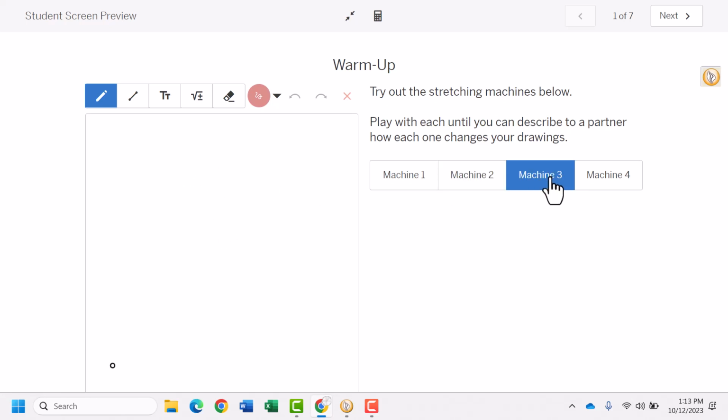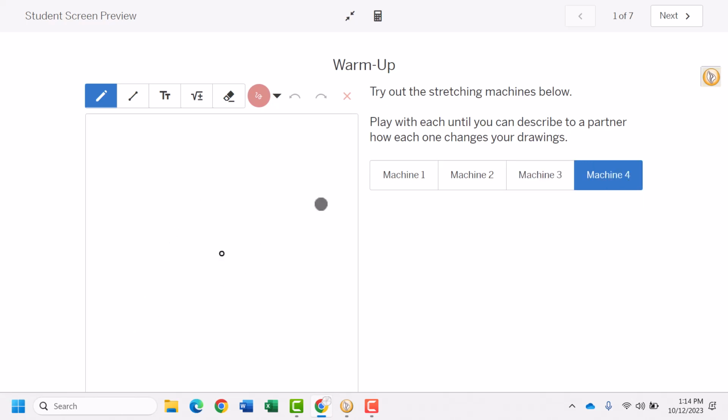Let's try machine number 3. There's my fixed dot in the lower left. That's my center of rotation. And this time, as I move my gray dot, the gray dot is twice the distance from the other open circle. So this time the gray dot's not between anymore. The other open circle is closer to my center of rotation than the gray dot.